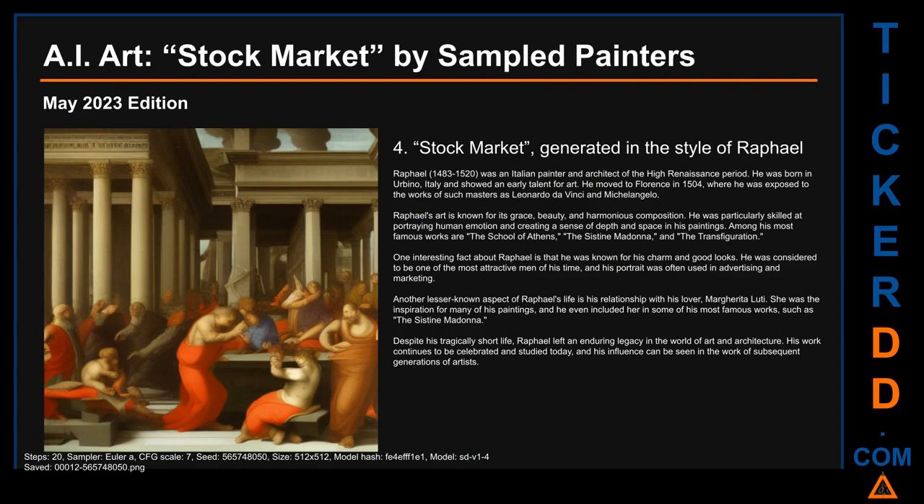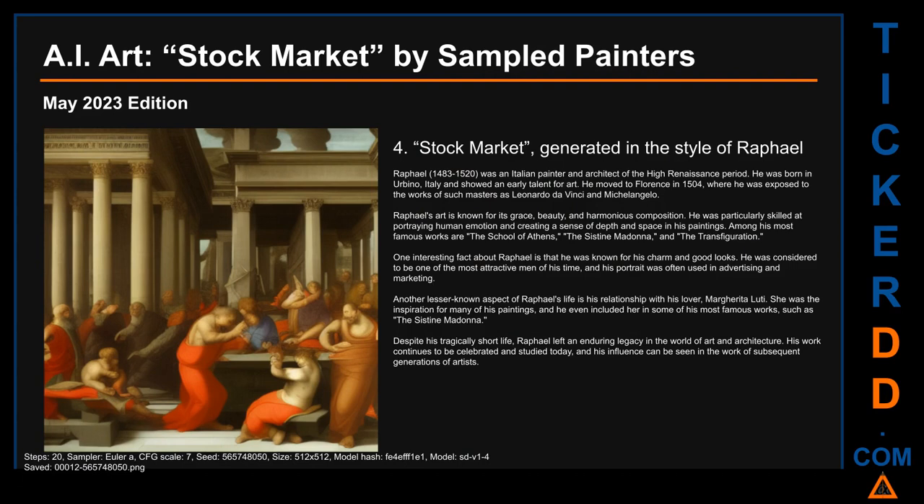Here is Stock Market, generated in the style of Raphael. Raphael, born in 1483 and died 1520, was an Italian painter and architect of the High Renaissance period. He was born in Urbino, Italy, and showed an early talent for art. He moved to Florence in 1504, where he was exposed to the works of such masters as Leonardo da Vinci and Michelangelo. Raphael's art is known for its grace, beauty, and harmonious composition.